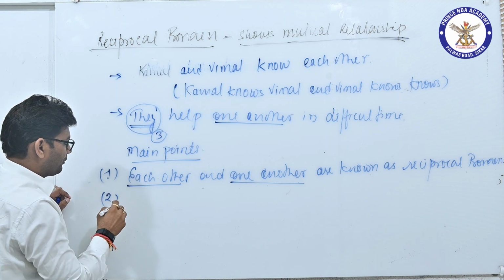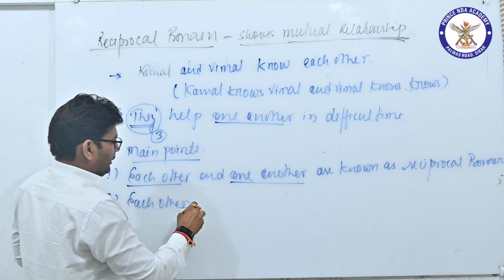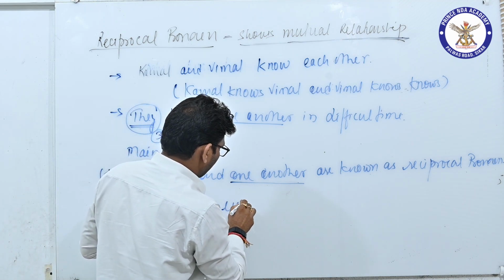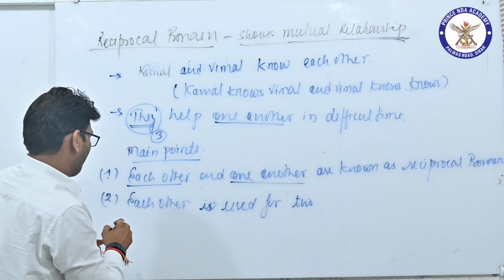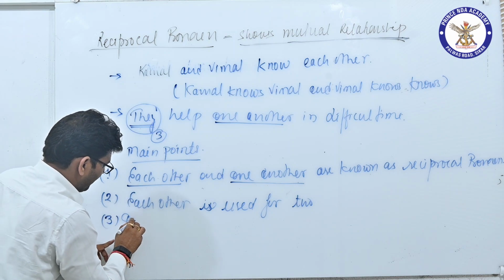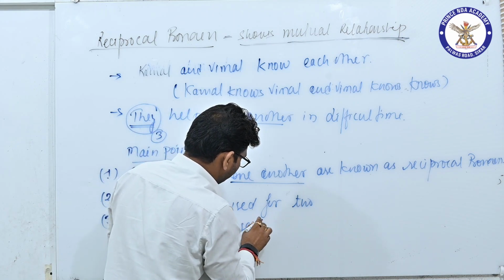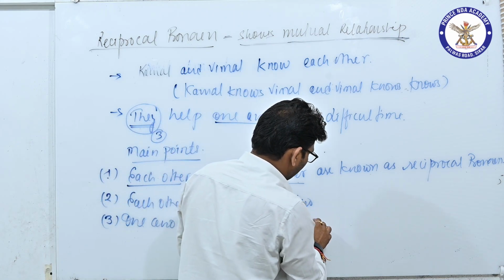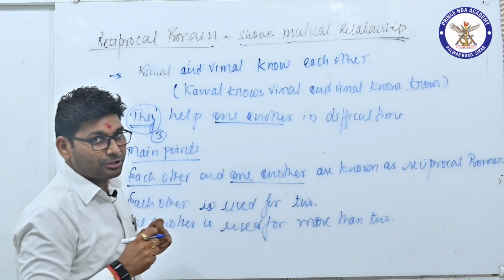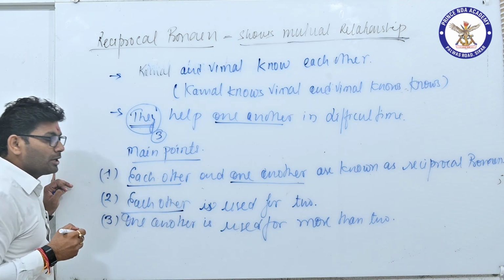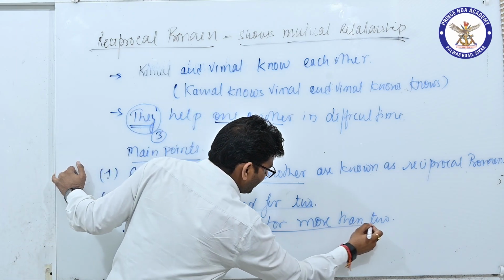Second thing, each other is used for 2. Third point, one another is used for more than 2. I would like to repeat it again. Each other का प्रयोग हम केवल 2 के लिए करेंगे और one another का प्रयोग हम केवल 2 से अधिक के लिए करेंगे.